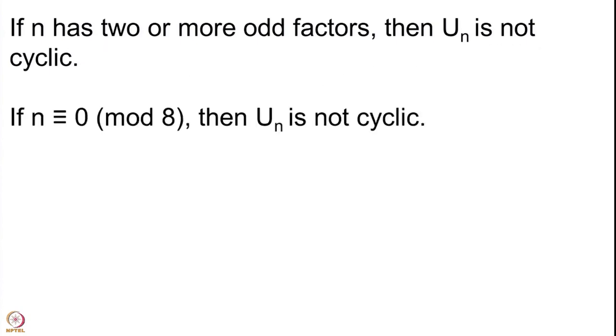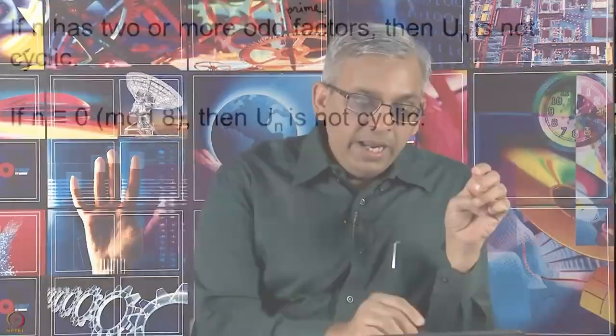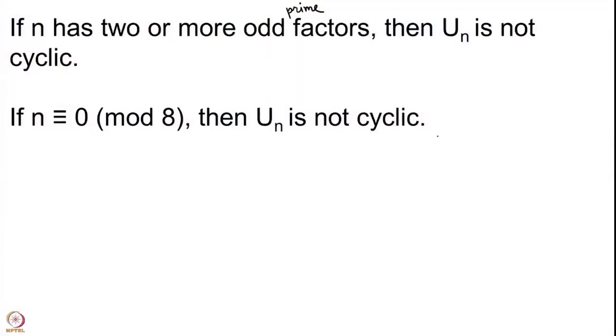So we next come to 2 dividing the number n and assume that 8 divides. So we will look at the cases where 2 divides but 4 does not divide, 4 divides but 8 does not divide, and 8 divides. These are the 3 cases. So whenever you have n congruent to 0 mod 8, then Un is not cyclic. Here the number of square roots of 1 was 2 power k plus 1, which is always bigger than 2 because you have at least 1 prime, which is 2, dividing it. So k is bigger than or equal to 1.